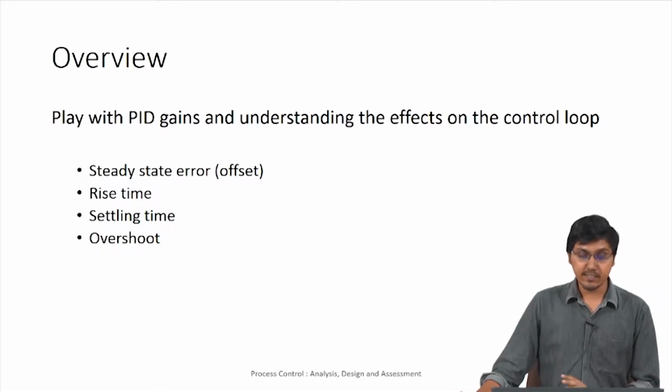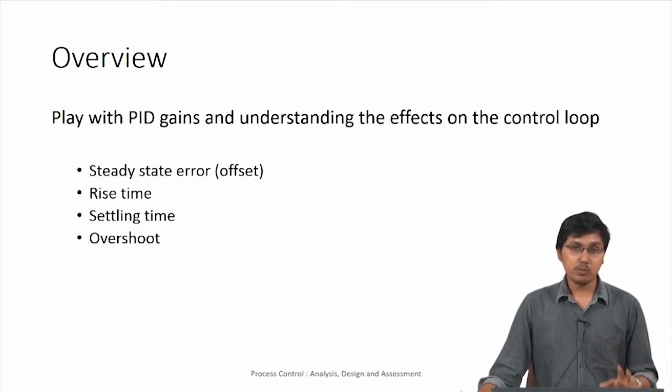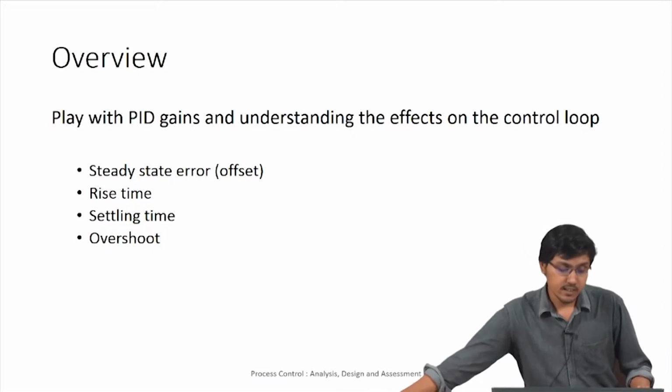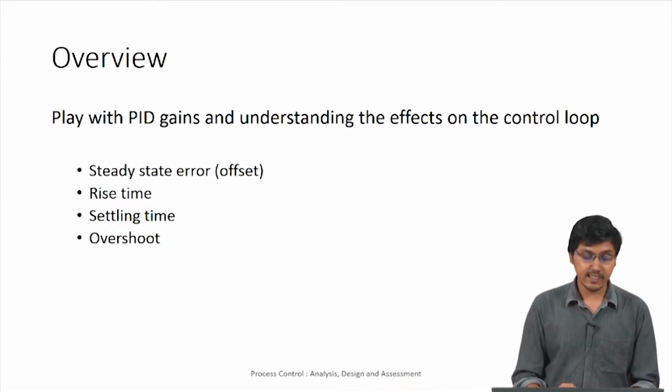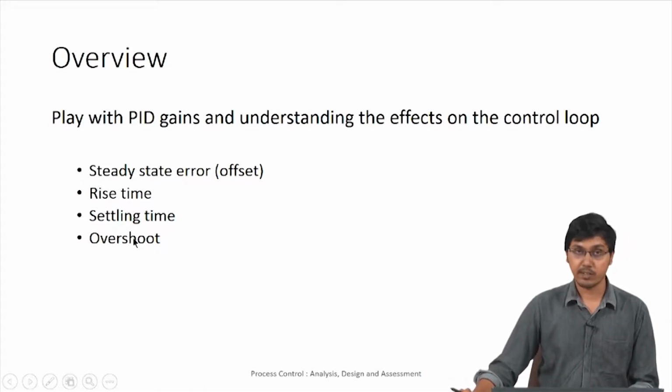In this lecture we are going to play around with PID gains, and see how each has some effect on the control loop behavior. We are going to mostly use MATLAB for this particular lecture. We will see the effect of PID gains on the steady state error, which is the offset, and on parameters like settling time, rise time and overshoot.